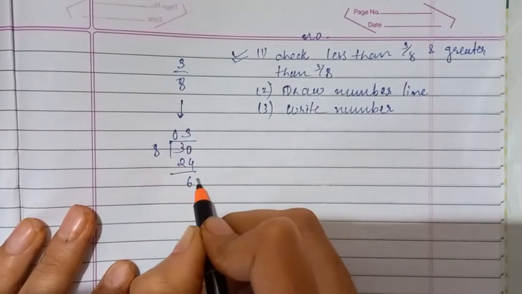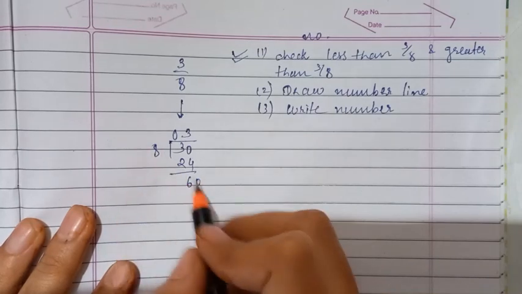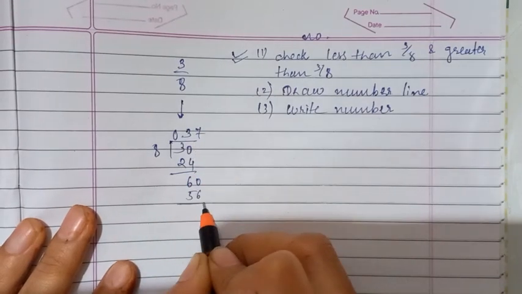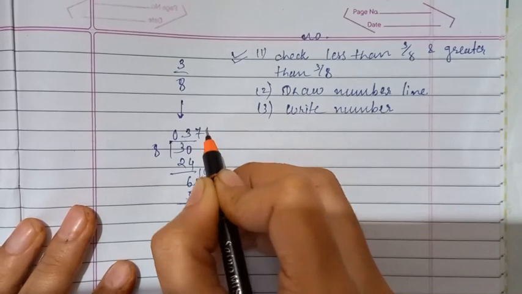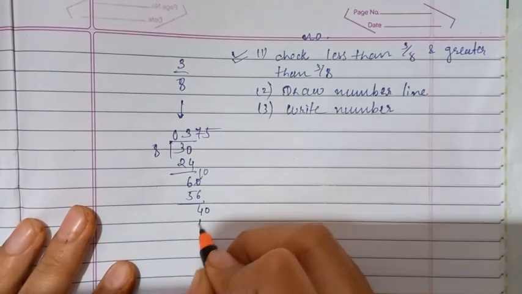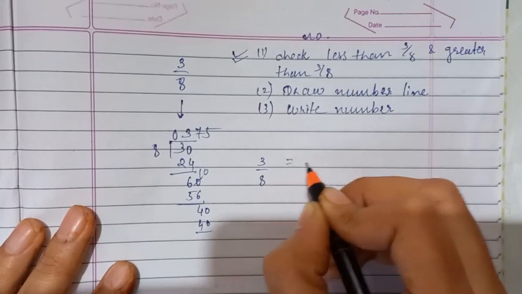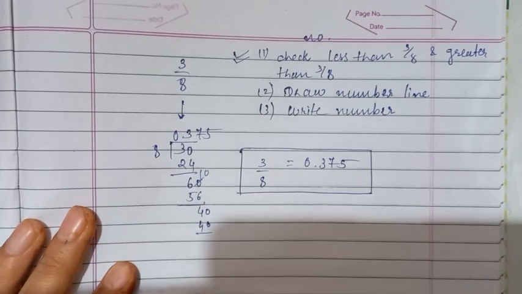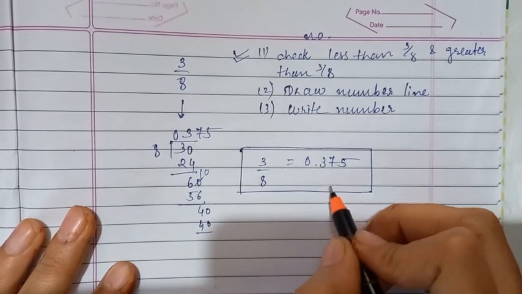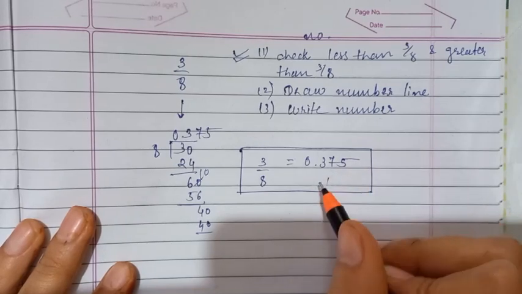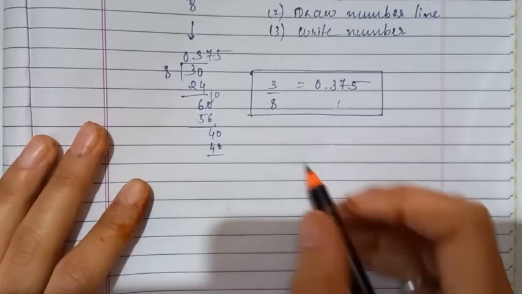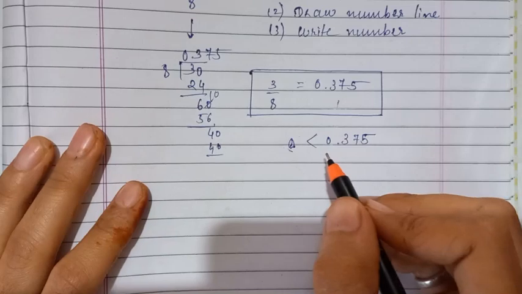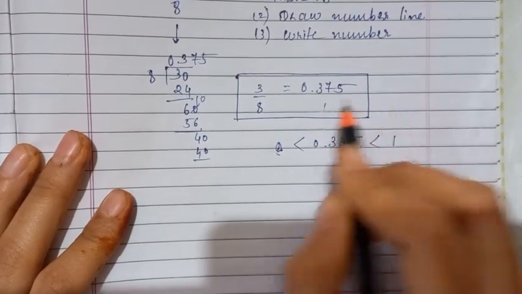Here again the dividend is less than the divisor. So put 0. Now 8 7s are 56. 10 4. So we will get the answer: 3 by 8 is equal to 0.375. Now you can check whether this 0.375 is less than 0 or greater than 0. So this is greater than 0, and the ending point of our number line is 1 because this is less than 1.